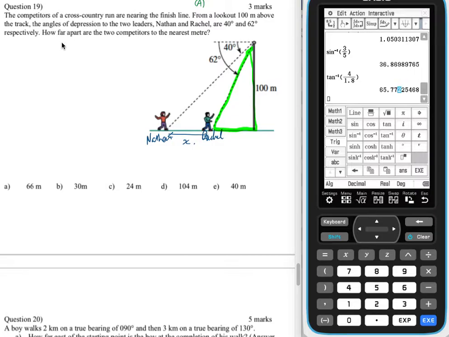So we're going to assess both of these triangles and then just take the difference. Now, we always assume that posts are built by handymen who really can build a post, not slanted like the leaning tower of Pisa. How far apart are the two competitors?